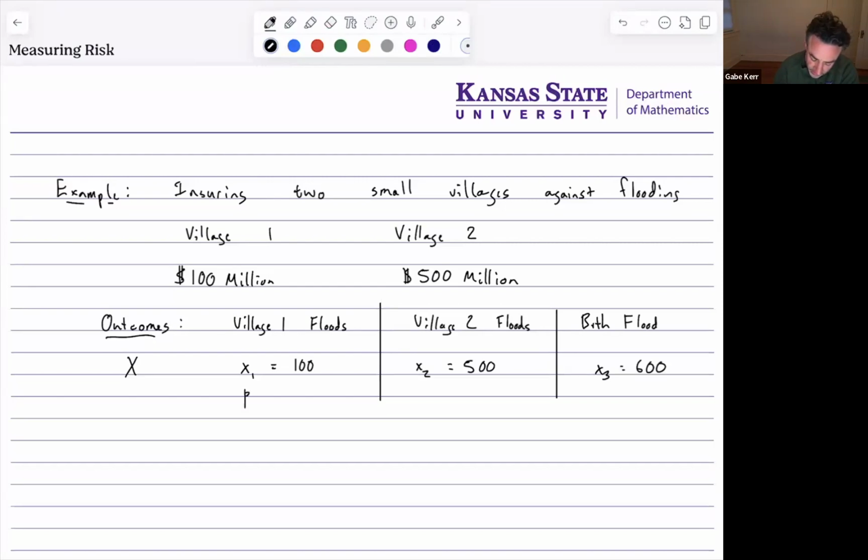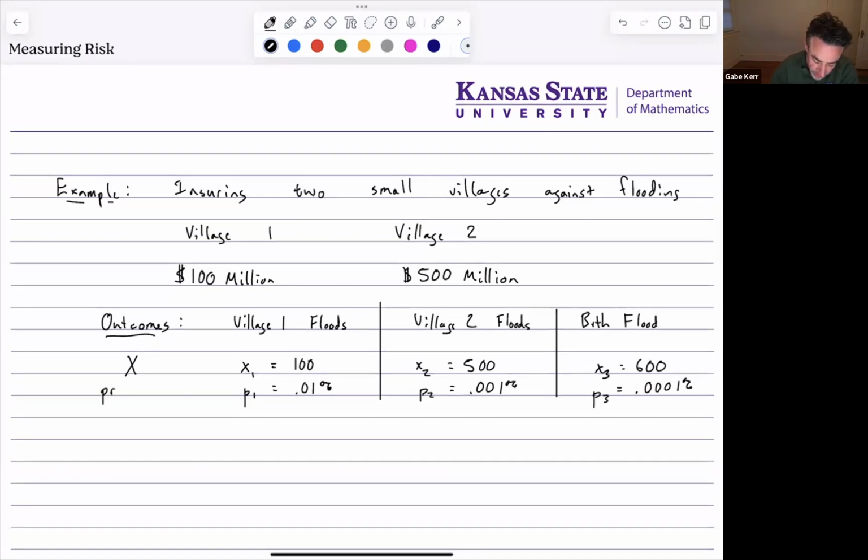And let's say we talk to the meteorologist, the geologist, all of the folks, and we've determined that the probability of village one flooding is 1/100th of a percent. It doesn't happen often, but it does happen. The probability of village two flooding is even more remote. It's 0.001 of a percent. Both flooding is extremely remote, and it's going to be, let's say, 0.0001 of a percent. And so there's the probabilities.